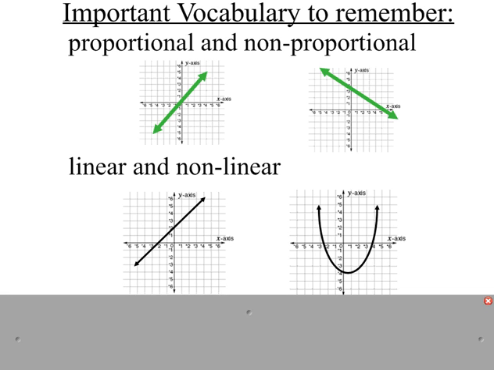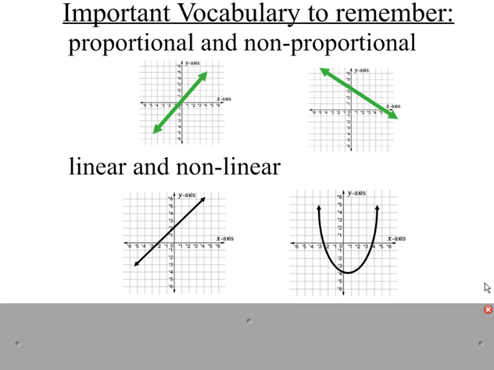When we talk about the difference between linear and nonlinear, we have to remember what the word line means, because that's hiding there in linear. We have a line that goes up and down here. Nonlinear could be an example here of this shape. This shape is called a parabola. This is the shape that we are going to concentrate on here in 8th grade. There are many other nonlinear shapes, but we're going to concentrate on parabolas.